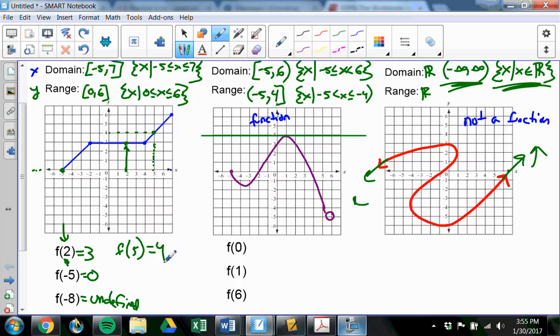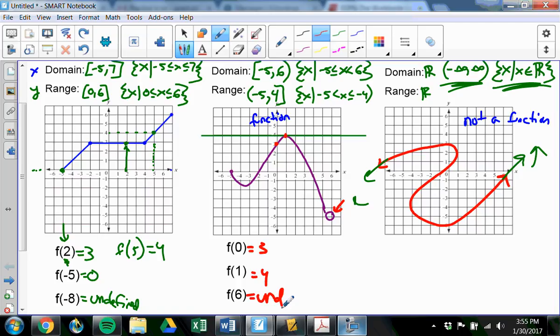Over here, same game. If f of 0, we get out 3. If f of 1, we get out 4. If f of 6, that is actually undefined. It looks like it should be -5, but there's an open circle there, so it is undefined. We don't have any value there.